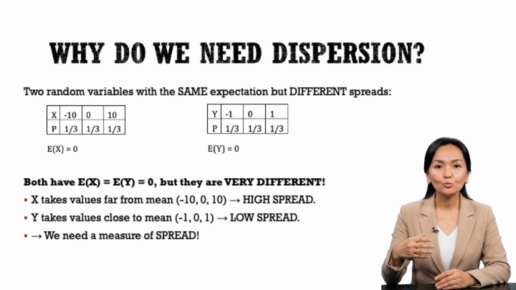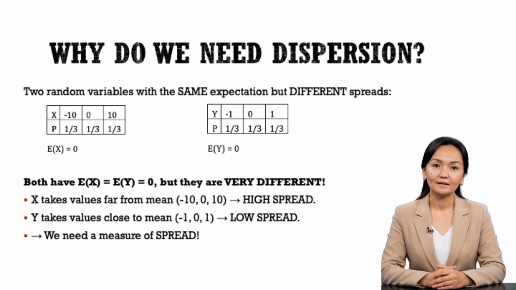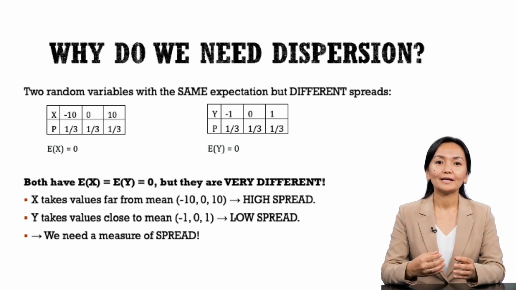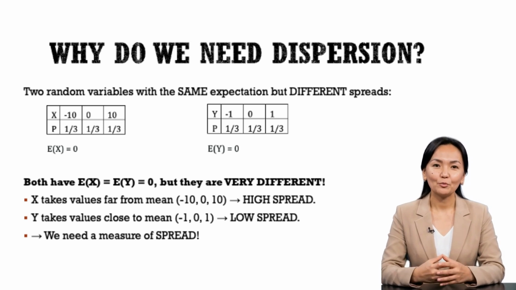This is why we need a numerical measure that captures this difference in spread. We call this measure dispersion or variance. It tells us how much the values deviate from the mean on average. Without this measure, we would have an incomplete picture of the random variable's behavior.